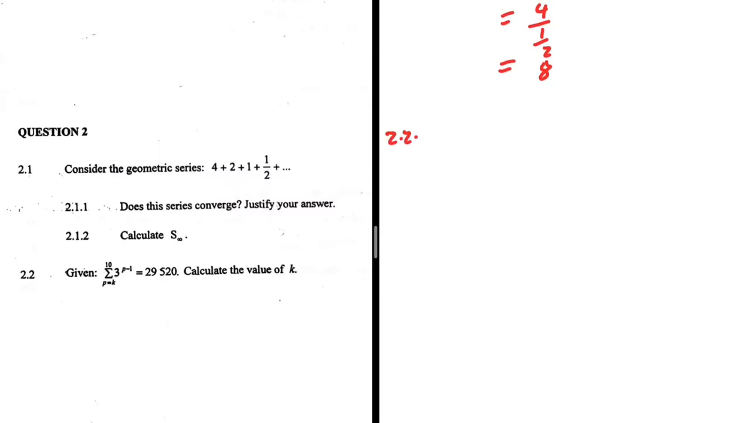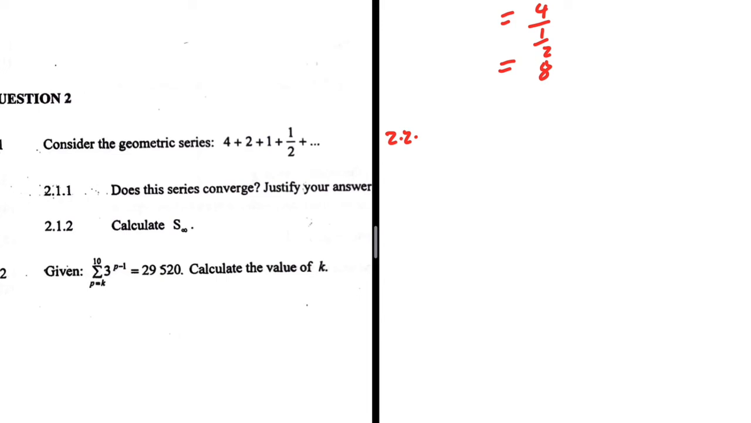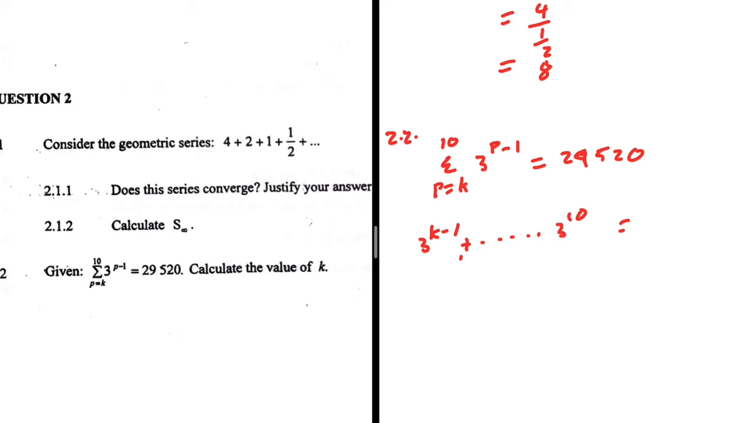2.2. We're given some sigma notation and we're supposed to calculate the value of k. So let's take a look. We have this sigma notation running from p equals k to 10, where the formula is 3 to the power p − 1, and this all equals 29,520. The first term is going to be 3^(k−1). The second term is whatever it is, we can't really say because we don't have the value of k, but the last term is going to be 3 to the power 10. And if we add those terms, we get 29,520.